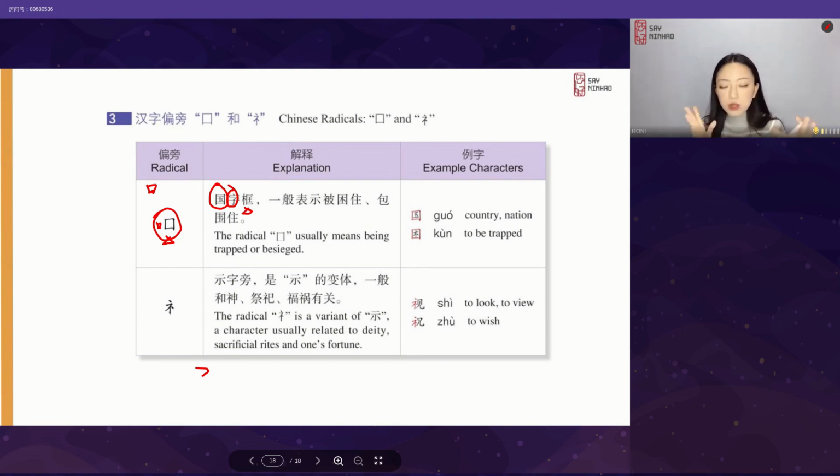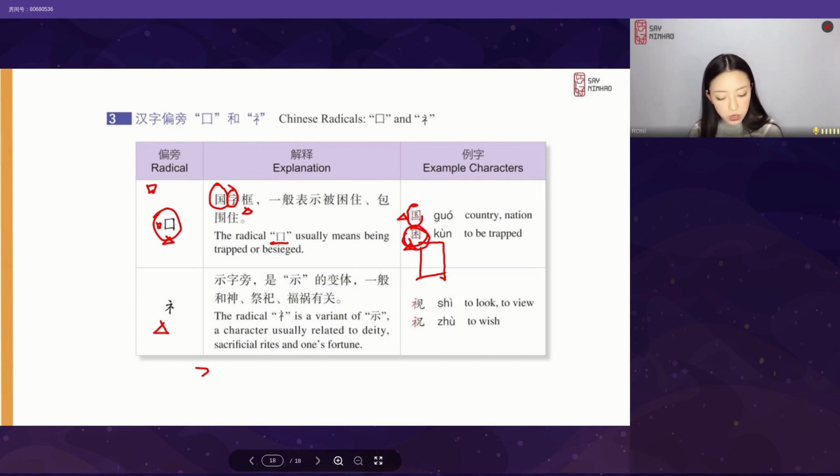Okay, so this 国字框 usually means being trapped or being besieged. For example, like this, 国. Actually, a country has borders, so we use this frame, this radical, to express country. Next one, 困. 困 means to be trapped. If you want to trap something, then you will use something like this to trap. So this is why we use 国字框 to make this character 困, to trap.